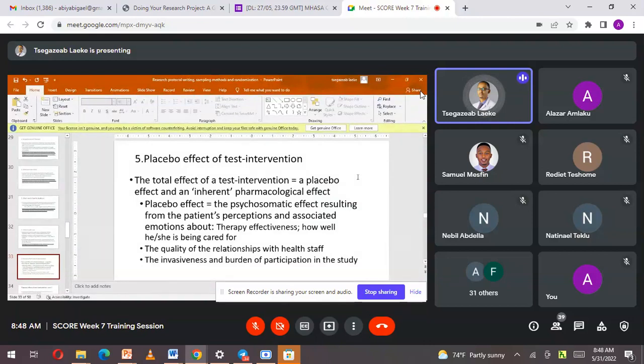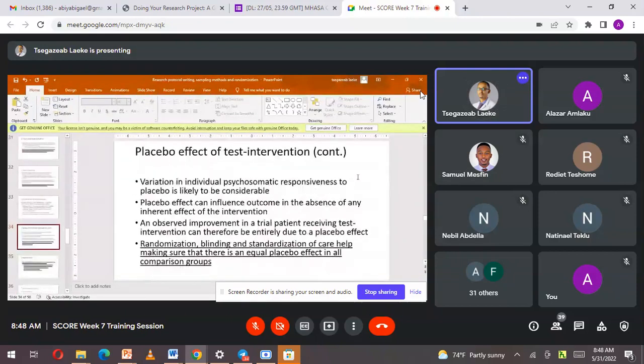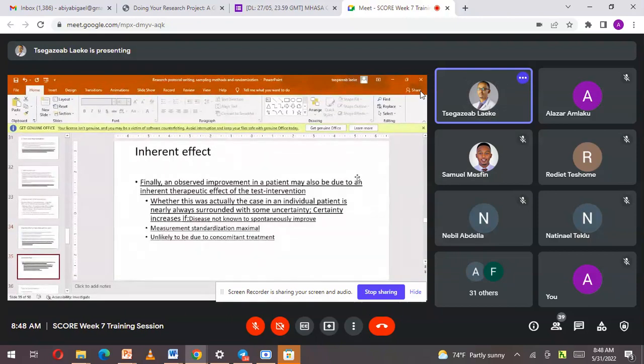So this also should be taken into consideration to say that the inherent effect of the treatment is effective. So the goal of randomization is to see the genuine effect of our treatment.